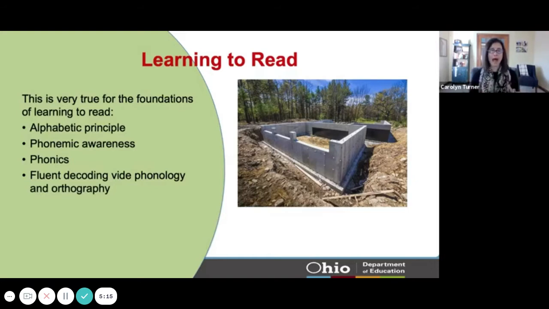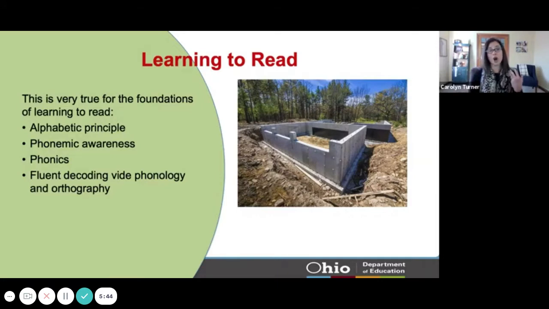So think about a house, right? Every good structure starts with a foundation, okay? And so when we think about the foundation of English, we think about those first few components the National Reading Panel let us know about, and then also the panel on minority. So we think about the alphabetic principle. We think about phonemic awareness.